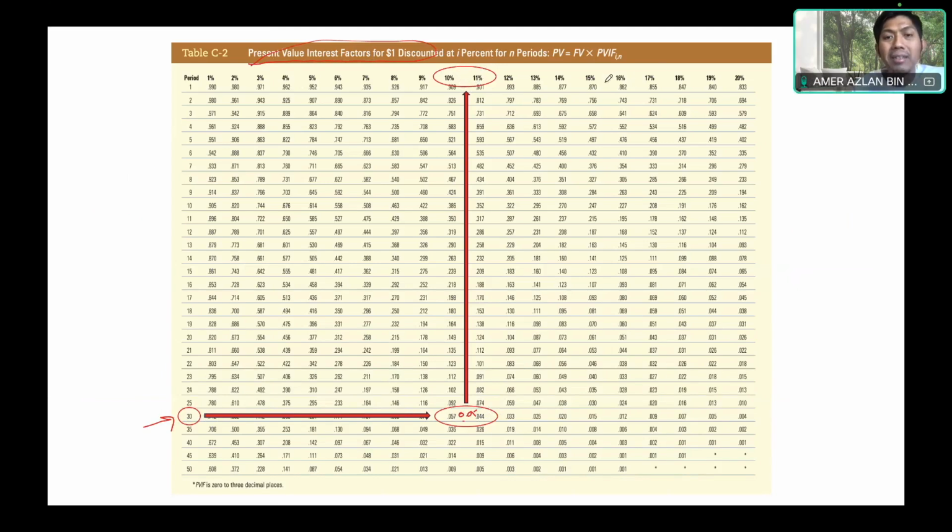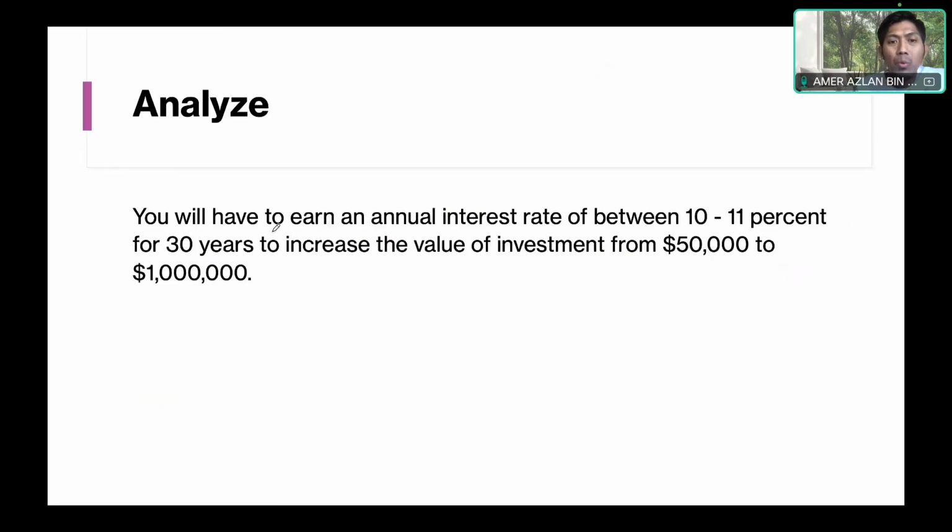So the same answer, like if we use the future value formula, which means that you will have to earn an annual interest rate of between 10 to 11% for 30 years in order to increase the value of your investment from 50,000 to $1 million.